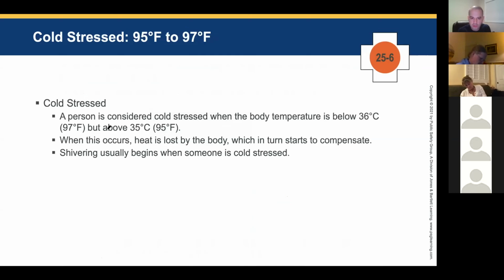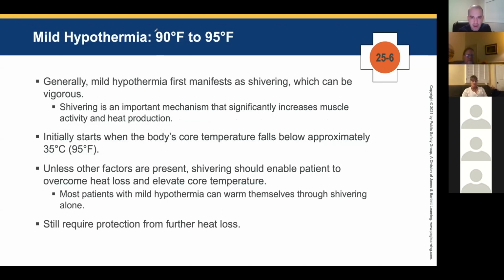All right, so when they're cold stressed, basically temperatures between 95 and 97, the body is losing heat, but they're still able to compensate, and they shiver. Once again, they shiver to generate heat. And then between 90 to 95, this is going to be our mild hypothermia, and usually it manifests itself as shivering, which can be vigorous, and the shivering is an important mechanism that increases muscle activity and heat production. Initially it starts when the body temperature gets below 95. And then unless other factors are present, shivering should enable you to overcome the heat loss and elevate the core.